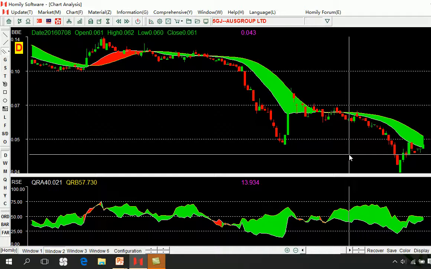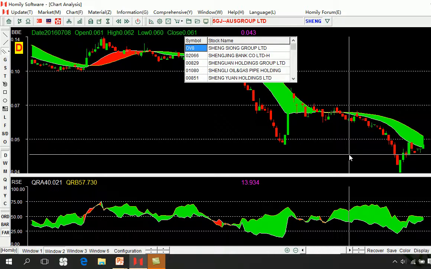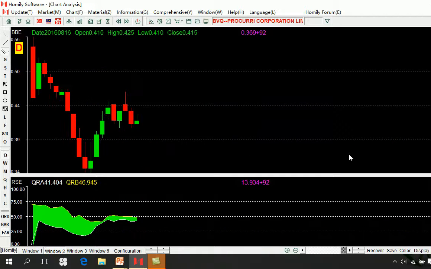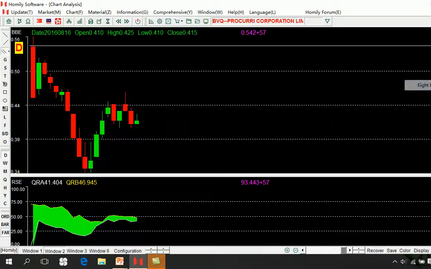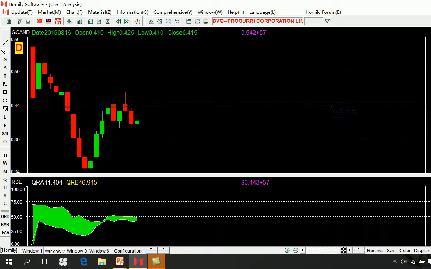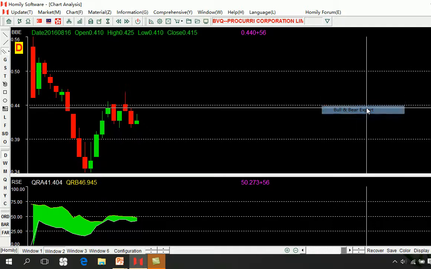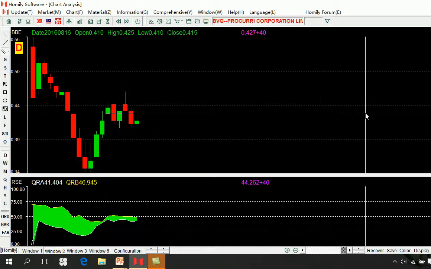So let's see some stocks. Firstly, let's see this stock. Then we can connect the bull and bear expert, but we can see there's no bull and bear expert. Why? Because this is new share, IPO share. So for this share, is stronger or weaker than index?